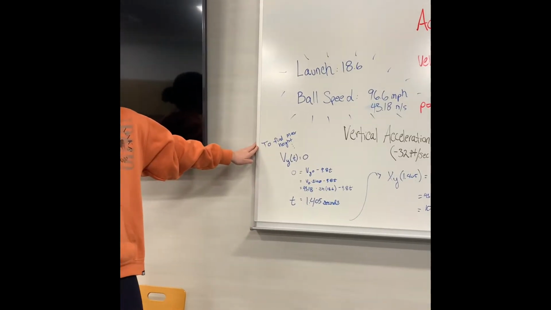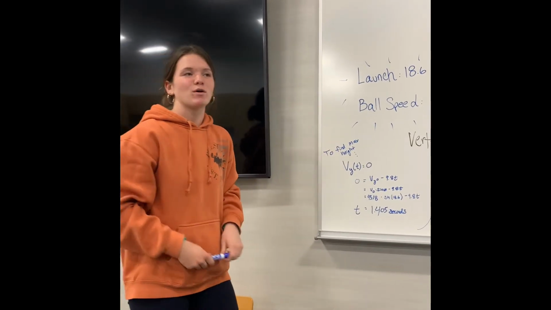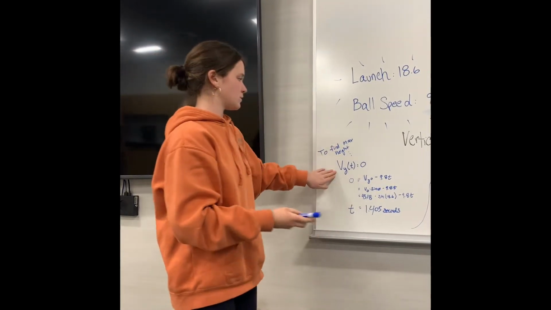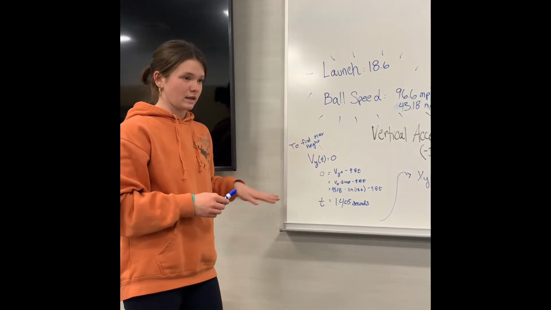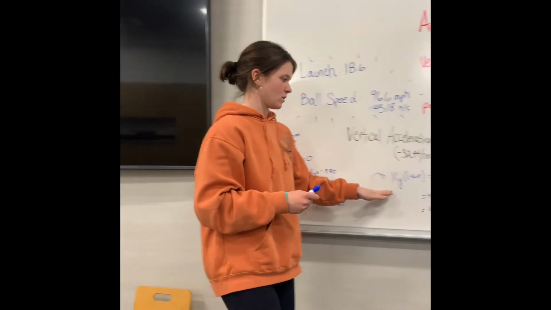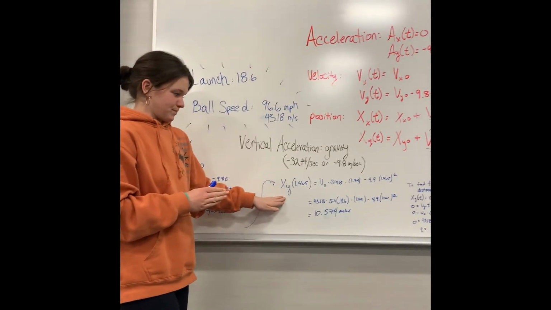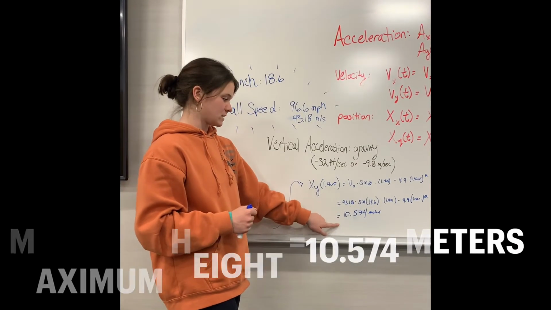Now let's find our maximum height. We talked about this earlier. It's like throwing up a pen. If you're throwing up a golf ball, it's going to stop momentarily at the top. So that's when the velocity is going to equal 0. And we get that at time equals 1.405 seconds. That is when it is at rest for a brief moment in time. And we plug that into our position equation, and we get 10.574 meters. So that is our maximum height.